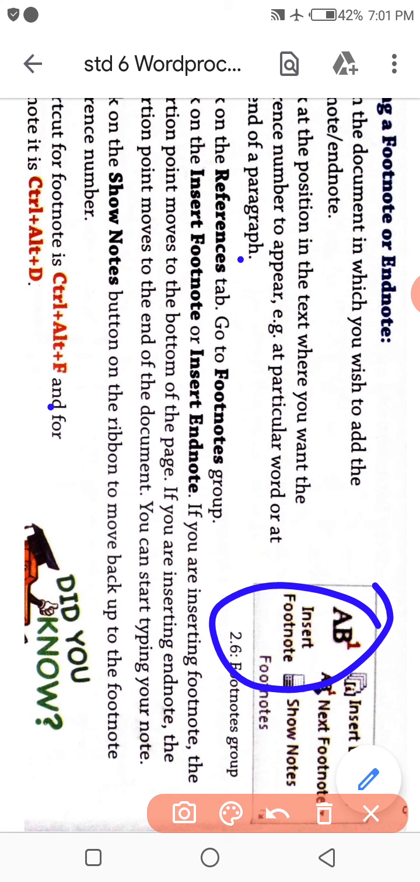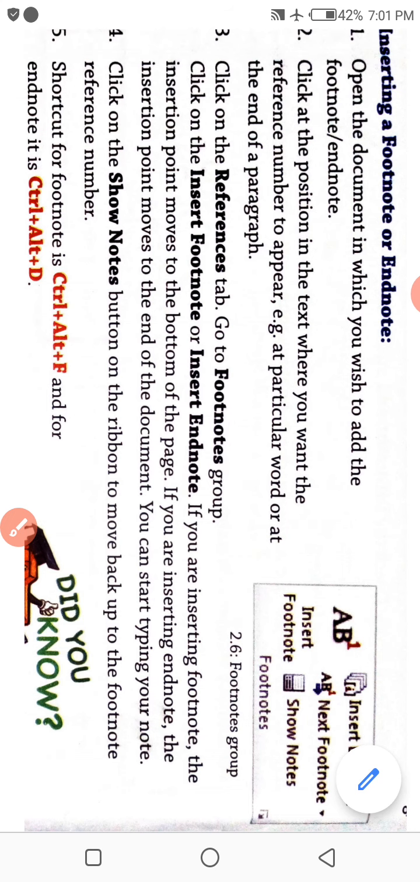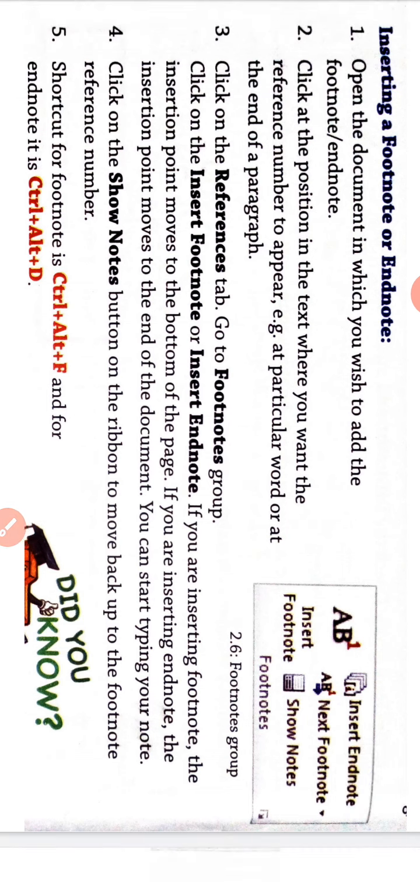If you are inserting footnote, the insertion pointer moves to the bottom of the page. If you are inserting endnote, the insertion point moves to the end of the document. You can start typing your note. Step 4. Click on the Show Notes button on the ribbon to move back up to the footnote reference number.